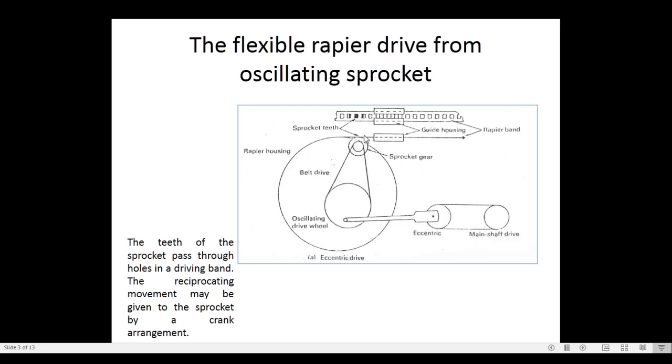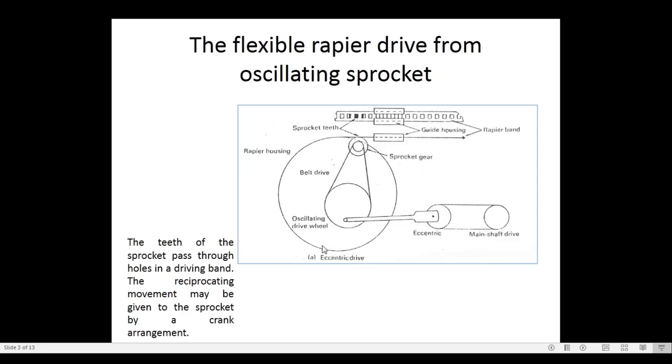So this is one type of drive for the flexible tape, and it is also called an eccentric drive. The teeth of this sprocket pass through the holes in the driving band, that we have seen. So this is giving the drive to the rapier tape. The reciprocating movement may be given to the sprocket. Reciprocating movement means the sprocket is moving one time clockwise and another time anti-clockwise by the crank arrangement. This is the crank arrangement. Such drives are present on both sides of the machine.